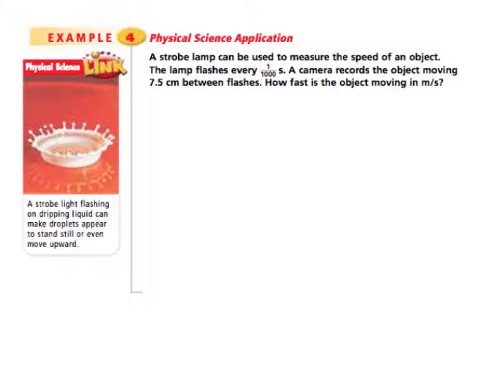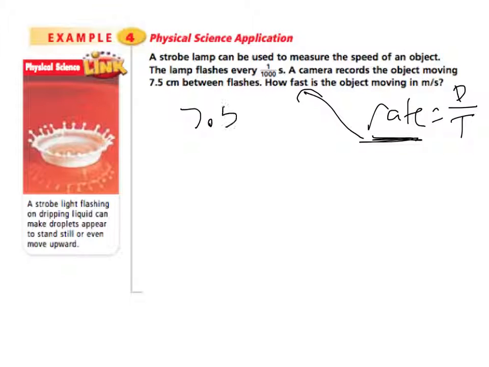So we want meters per second, but we have centimeters here. We have 7.5 centimeters. The first thing we need to know is that rate is equal to distance over time. Rate is how fast the object is moving. So we know the distance is 7.5 centimeters, and the time is 1/1000th of a second.